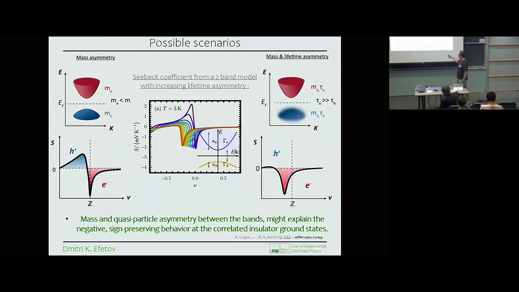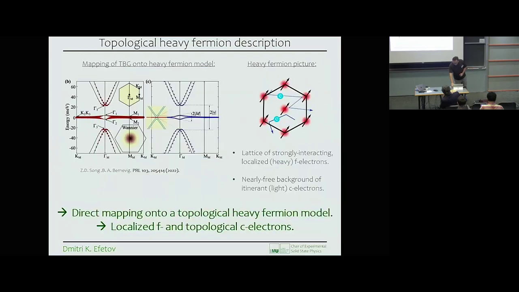measurement. Also, as you can see here from the simple model, when you assume mass and lifetime asymmetry, you can really introduce this type of shift and suppression of the whole signal. However, of course, this is just an intuitive picture, so we were also very inspired by the topological Hamiltonian model, which was developed by Andre recently, where he already talked about it in the previous talk.